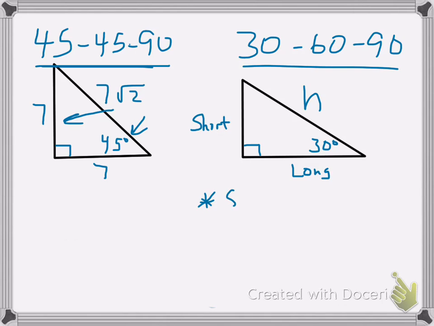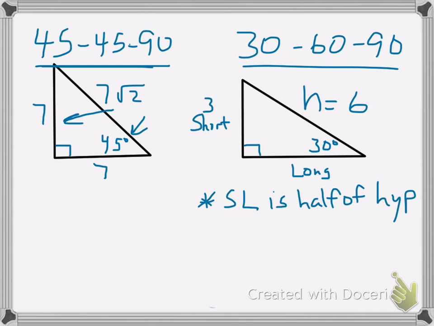The short leg, I'm going to abbreviate that. The short leg is half of the hypotenuse. All right, so let's just say that the short leg was 3. Then that means the hypotenuse would have to be 6. So you multiply the short leg by 2 to get the hypotenuse, or if you're going in reverse, you're going to divide the hypotenuse by 2 to go back to the short leg.